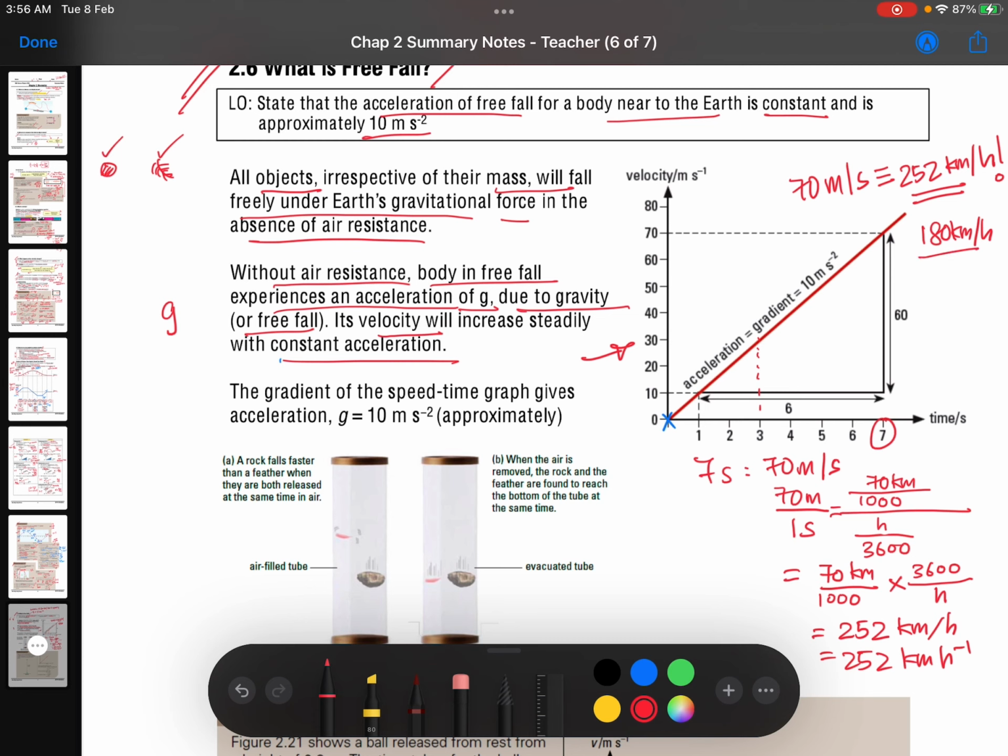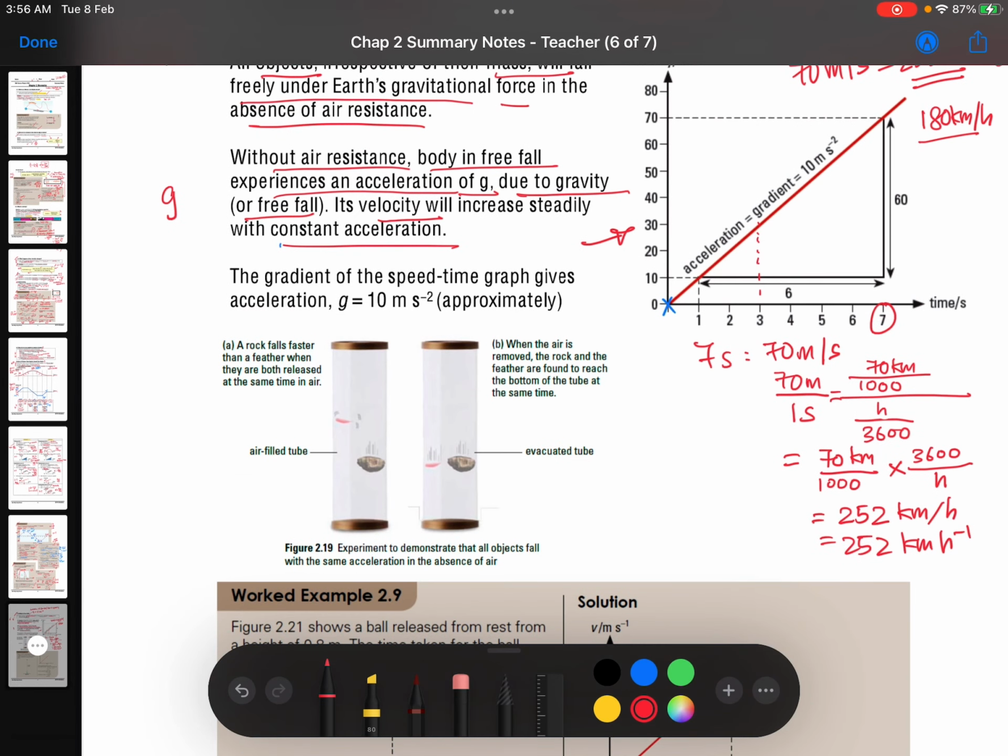Can you imagine if any person were to accidentally drop from a tall building and is traveling for 7 seconds? By the time he reaches the floor at the 7th second, the speed of his impact is 252 kilometers per hour. So what do you think of the chances of the person surviving? It's almost close to zero. Even if he can survive, he probably will have a lot of broken bones. So in 7 seconds, you can reach this kind of speed.